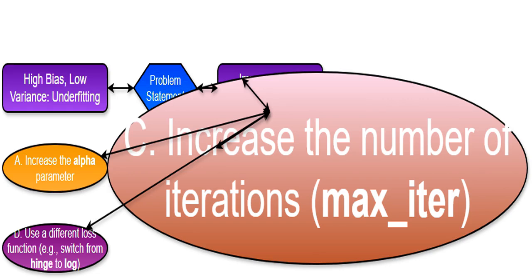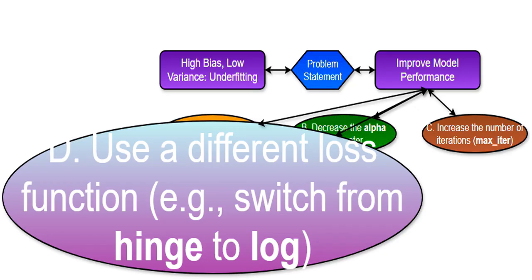The max_iter parameter controls how many times the algorithm iterates through the data. Increasing it gives the model more chances to learn from the data, potentially reducing bias if it didn't have enough time to learn initially. More iterations equals more learning. The loss function dictates how the model learns. Different functions can lead to better or worse fits to the data. Trying a different loss function could potentially reduce bias, but it's a more experimental approach. Let's try it if other options fail.